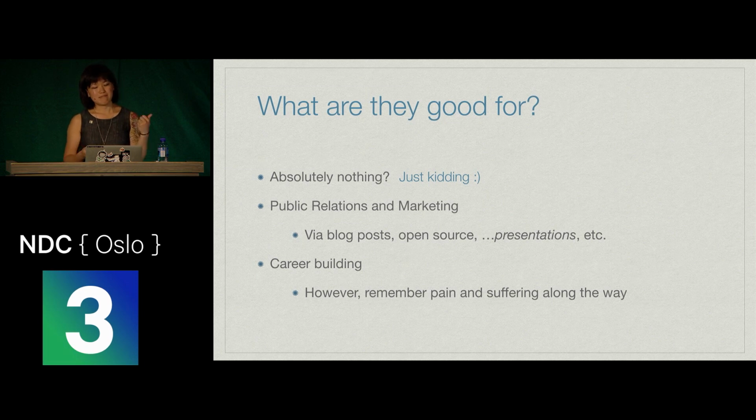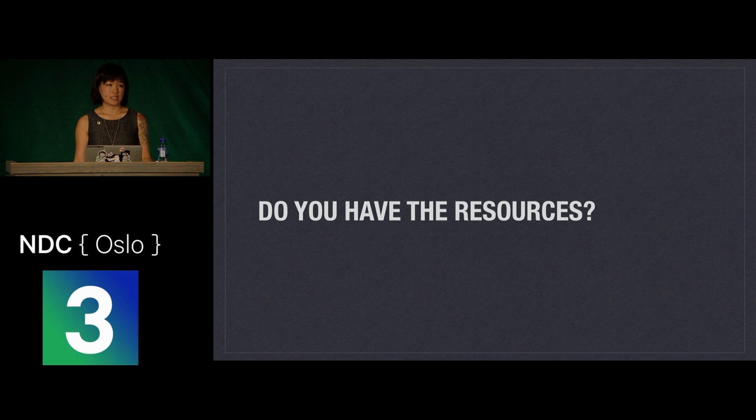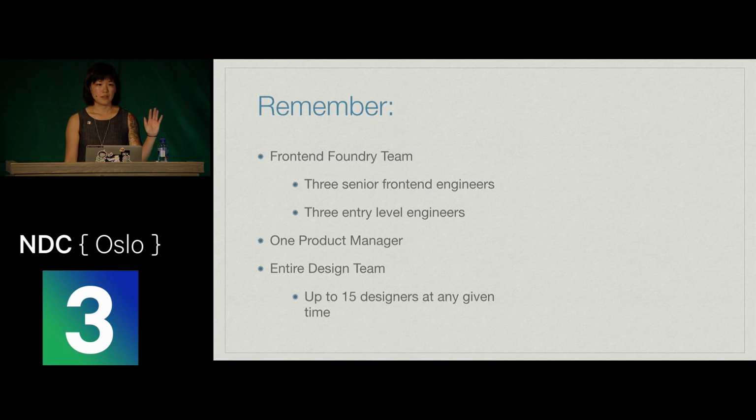But don't forget what I've been talking about. There's a lot of pain and suffering along the way when you have to collaborate with so many different people. So if you are going to create a design system or it's something you'd like to pursue, first off, think about, do you have the resources to do this? Remember, we had an entire front-end Foundry team, which was 6 engineers, 1 product manager, and then up to 15 designers at any given point in time, which is 22 people. That's a lot of people just to dedicate to one project.